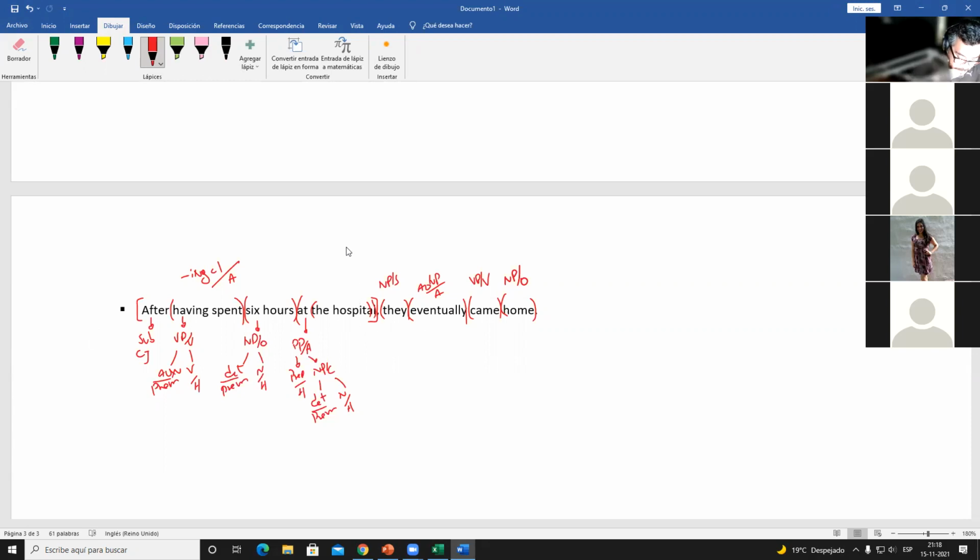With this, I'm telling you that a non-finite clause is a subordinate clause, a dependent clause. Therefore, it can be placed in every single place that you can put one of those, right? In this case, as an adverbial. Let's take a look at the other one.